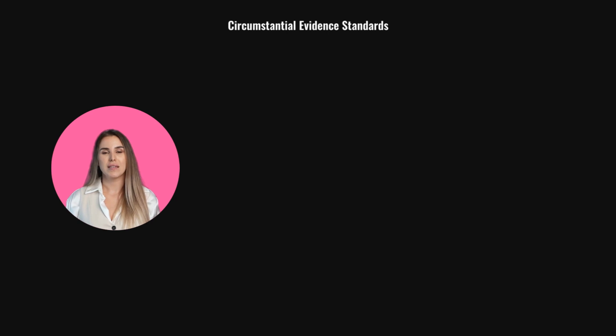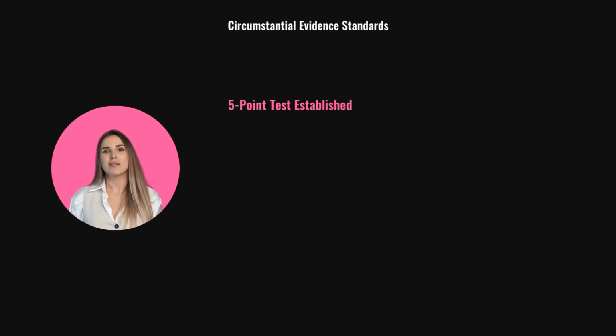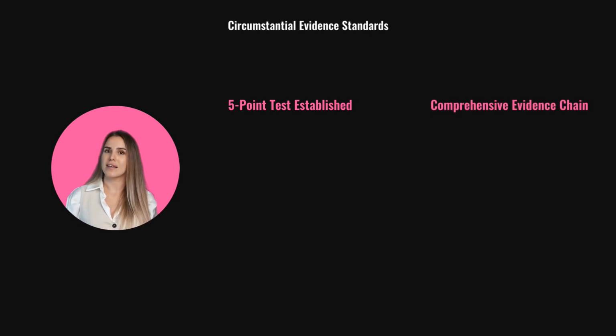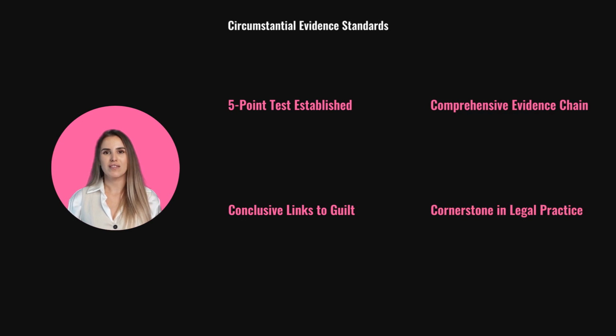Sharad Birdhichand Sarda vs. State of Maharashtra, 1984, established a critical five-point test for convictions based on circumstantial evidence. This case underscored the necessity for a comprehensive and conclusive chain of evidence, ensuring that all links point unequivocally to the accused's guilt. It remains a cornerstone in evaluating circumstantial evidence in legal practice.